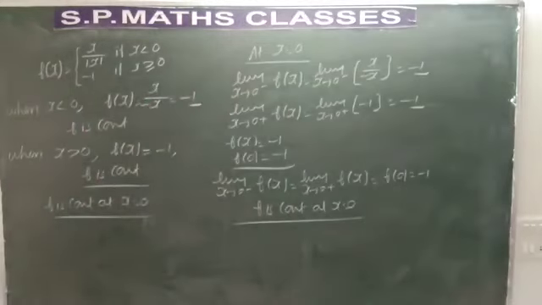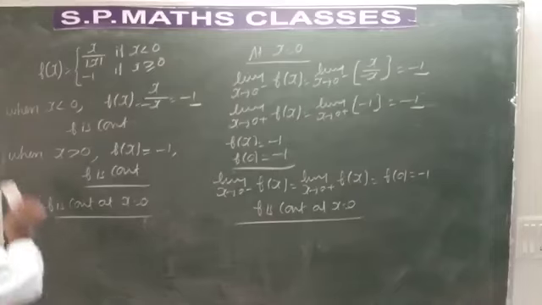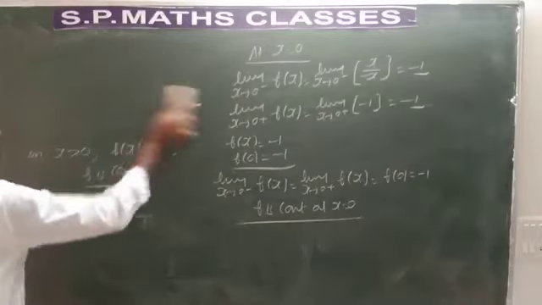For x less than 0, it is continuous. For x greater than 0, it is continuous. Even at x equal to 0, it is continuous. Hence, we conclude that f is continuous at all points. Hence, there is no point of discontinuity. That's what the conclusion is.